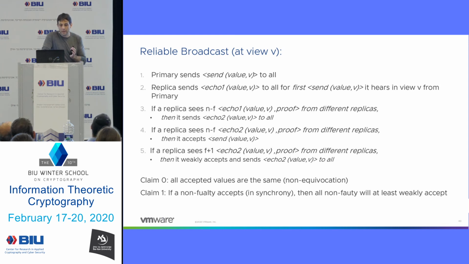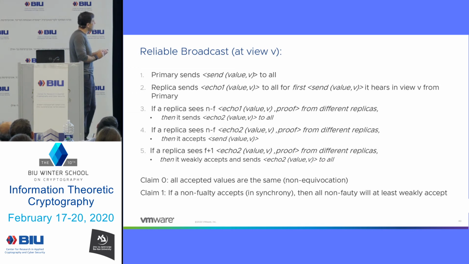But to your question, here is the property that I think will not work if you just use the f+1 threshold. It's very simple. It just says that if a non-faulty party accepts, then all non-faulty parties will at least weakly accept. So why is that true? When do I accept? I accept when I see n minus f echo 2s. When do I weakly accept? When I see f plus 1 echo 2s. So why is it always the case that if some honest party accepts, everybody at least weakly accepts?